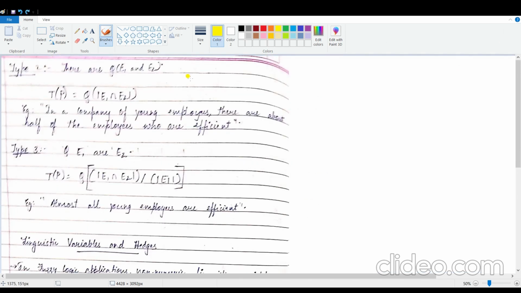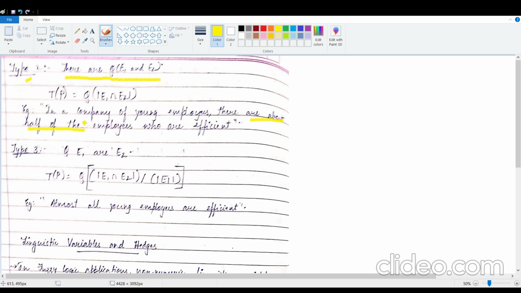We have 2 more types in fuzzy quantified propositions. And a type 2 proposition looks something like this: there are Q, E1 and E2. An example for that would be something like this. In a company of young employees, there are about half of the employees who are efficient. So over here, my quantifier is definitely about half.